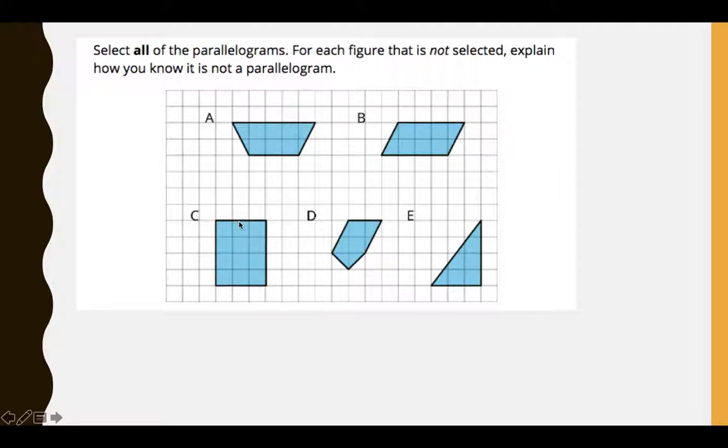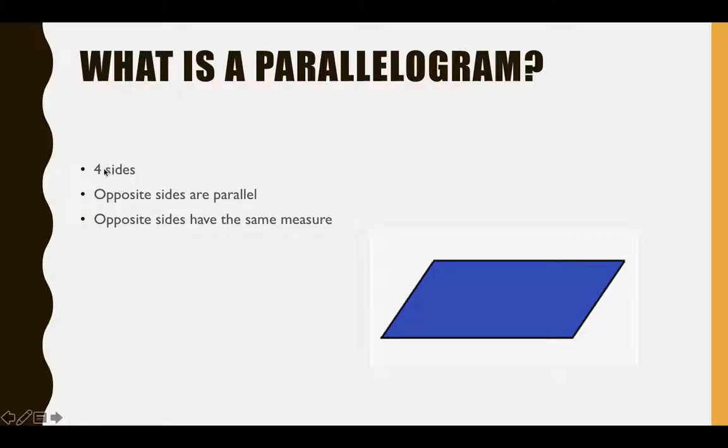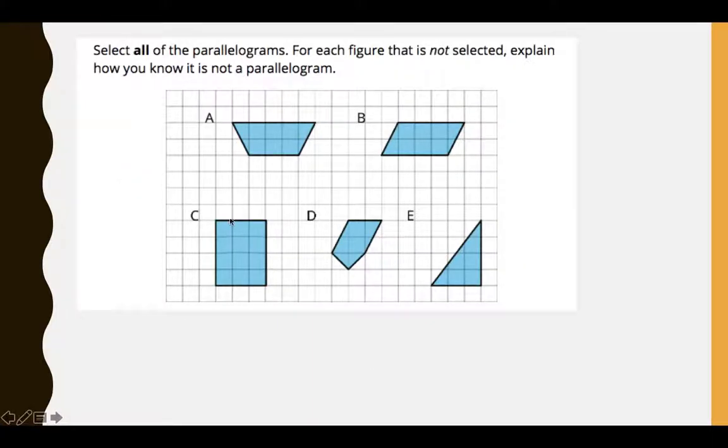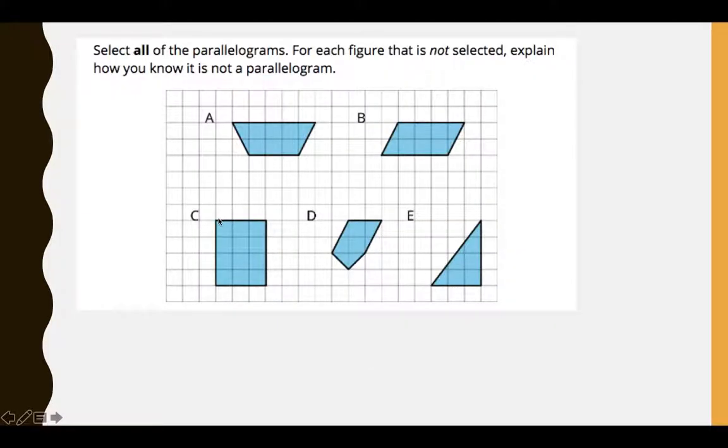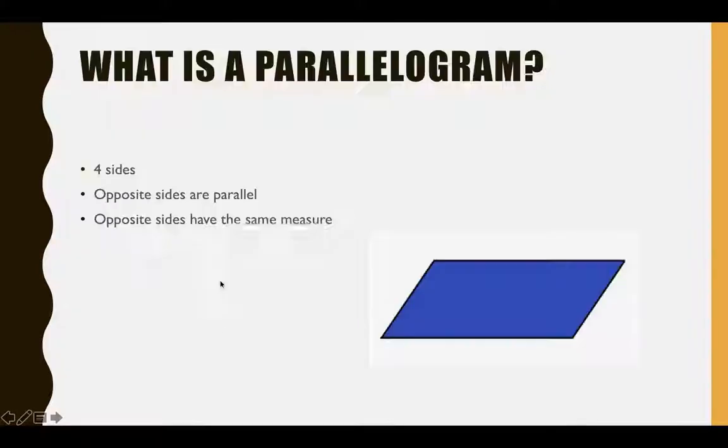With C, I remember this off the top of my head. Does this have four sides? 1, 2, 3, 4. So far, so good. Are the opposite sides parallel? Looks like it. Top and bottom, if they were to extend, they would never cross. The left side and the right side, if these lines were to extend and keep going up and down, they would never cross. And are the opposite sides the same measure?